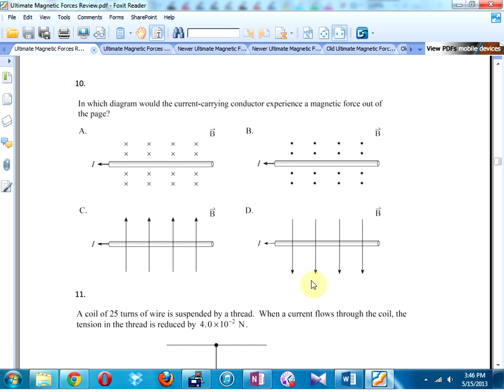And how do you know you're not holding the wire? Read to me the whole question. In which diagram would the current carrying conductor experience a magnetic force out of the page? Here's how you know. Look at the pictures. Do you see that there is a wire and there's an external magnetic field in each picture? That's the right-hand rule when it's a wire with an external magnetic field.